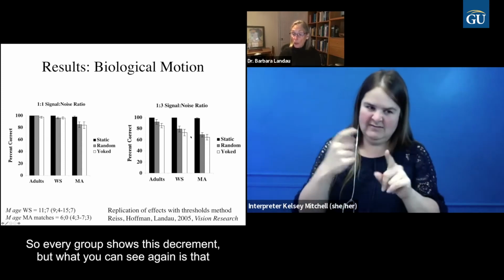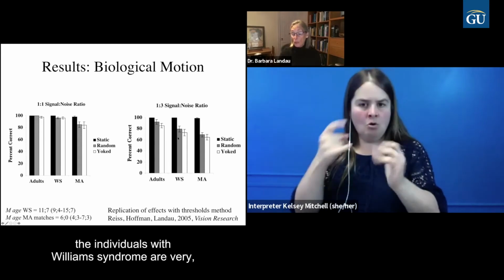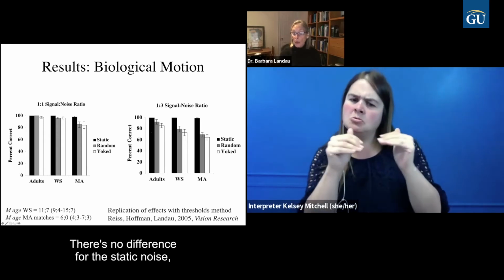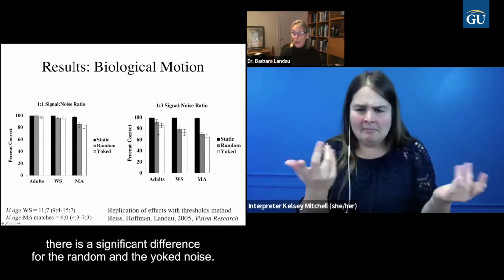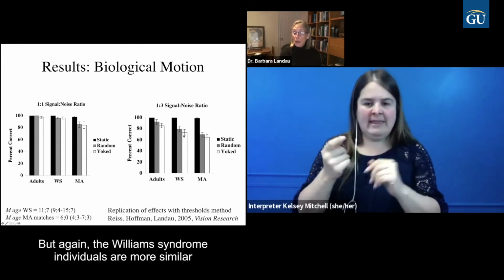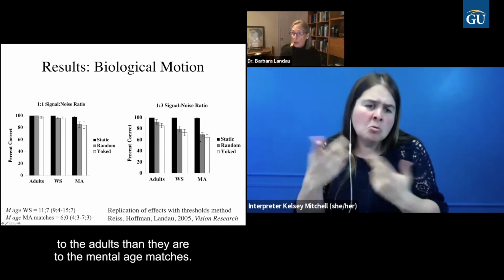So every group shows this decrement, but what you can see again is that the individuals with Williams syndrome are very, very close to the adults. There's no difference for the static noise. There is a significant difference for the random and the yoke noise, but again, the Williams syndrome individuals are more similar to the adults than they are to the mental age matches.